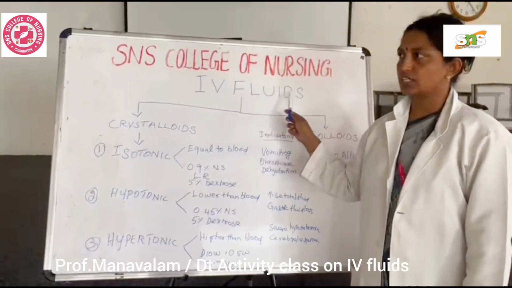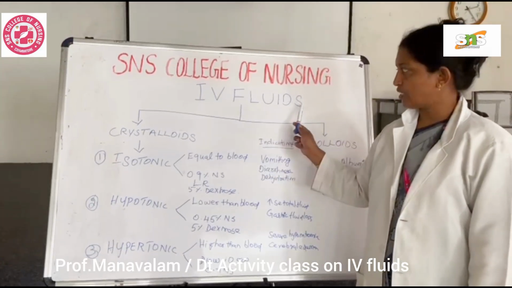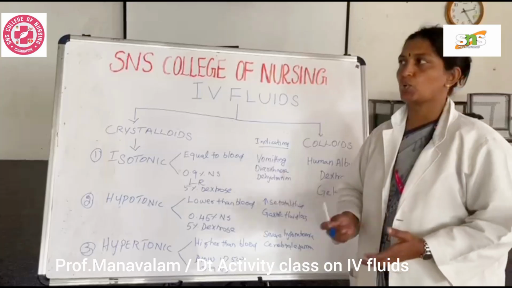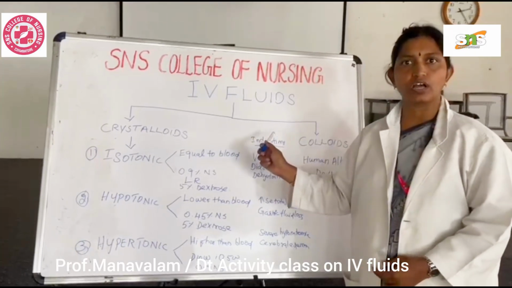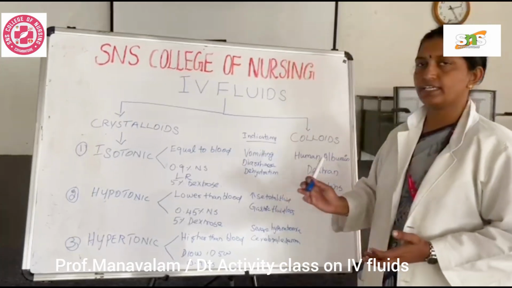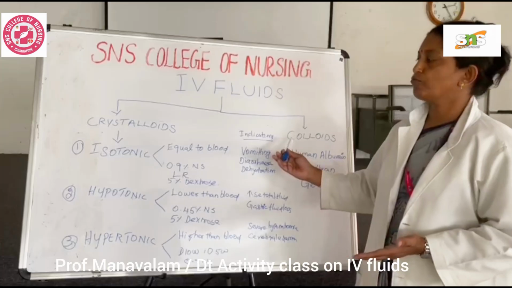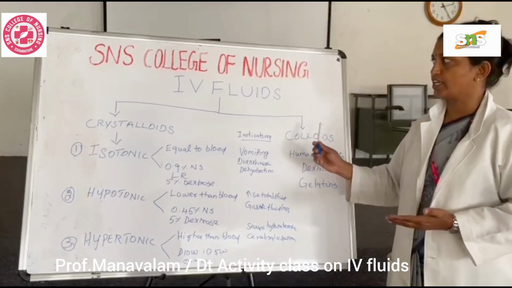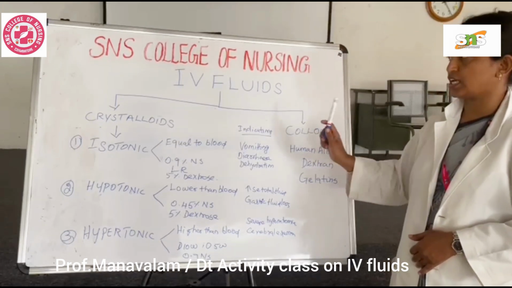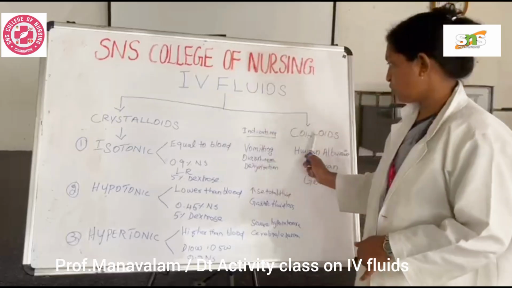IV fluids, otherwise known as intravenous fluids, are used for intravenous therapy, mainly to reverse electrolyte imbalance and fluid loss that has happened because of many reasons like vomiting, diarrhea, dehydration, hemorrhage or burns. The fluid lost from the body is replaced by infusion of intravenous fluids. There are two different types of intravenous fluids: crystalloids and colloids.